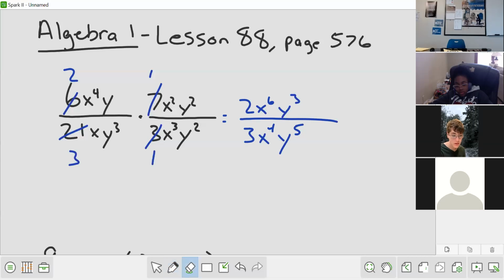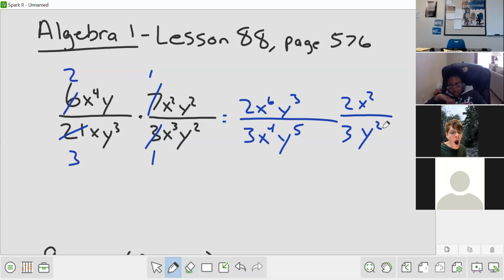Because I can get rid of a whole bunch of stuff, and I can say this is 2 and a 3, and I'm going to say x squared up here and a y squared down here. You follow me? Yes.